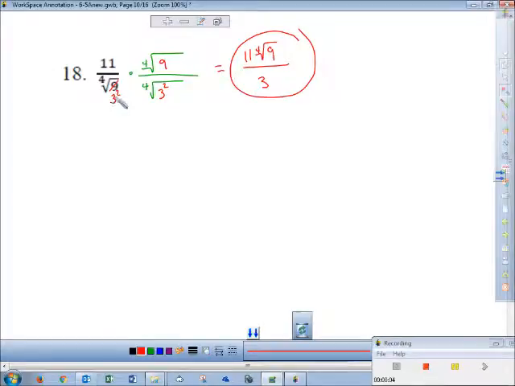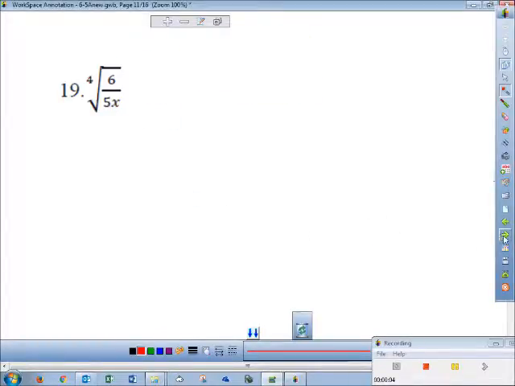So it's weird, but you want to try to see how you can write this at the lowest base possible. Since 9 was a perfect square, we wrote it as 3 squared. Whoops, I skipped one. Let's do this again. Let's split it up since it's got a fraction underneath there. So this is really the fourth root of 6, which can't simplify, over the fourth root of 5x.